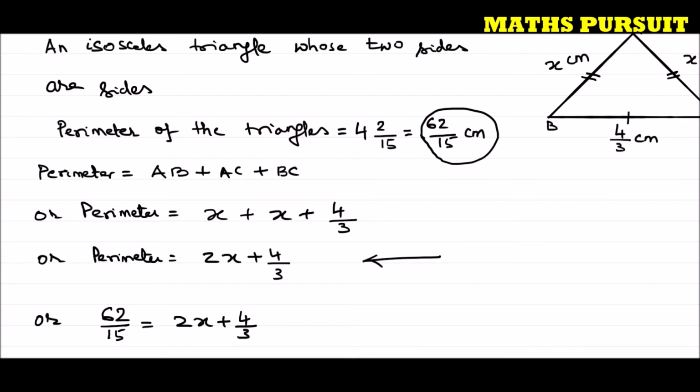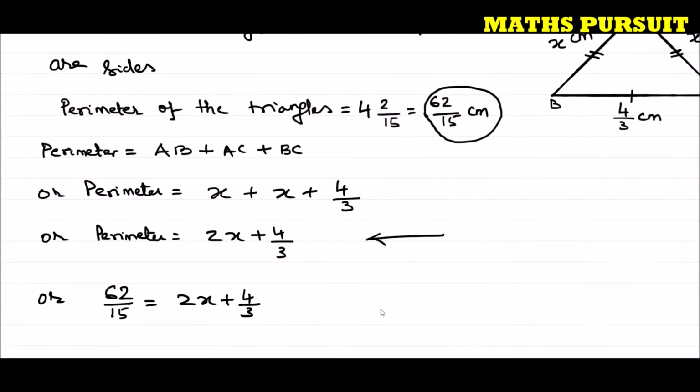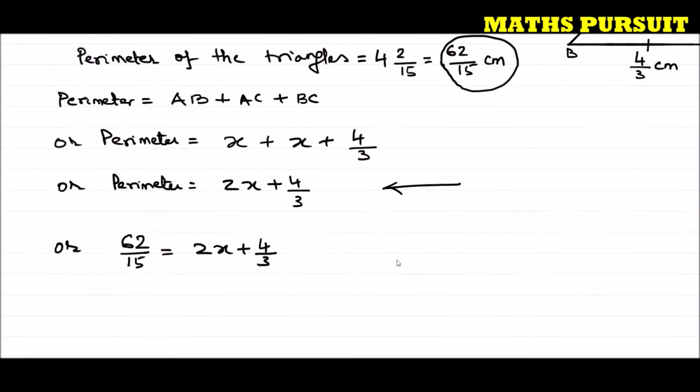This is what we got. 62 divided by 15 is equal to 2x plus 4 by 3. And how did we get this? We just replaced the value of the perimeter that the question has given us. Or in other words, I can write 2x plus 4 upon 3 is equal to 62 upon 15.